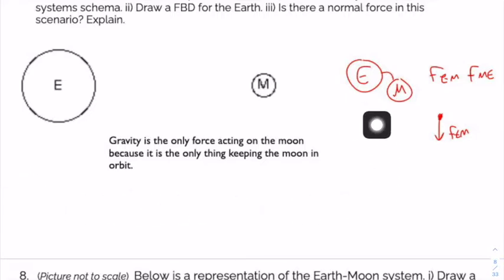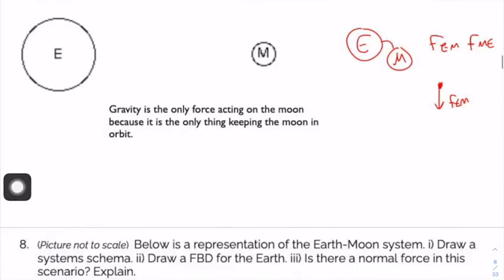Okay, so good system schema. Right force arrow, but wrong direction. Again, the direction needs to align with what your picture looks like. And then we've got gravity is the only force acting on the moon because it is the only thing keeping the moon in orbit. True. And we shouldn't say thing. Well, yeah, we can say thing. That's good.